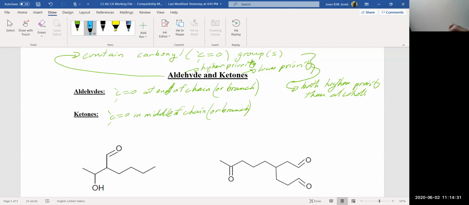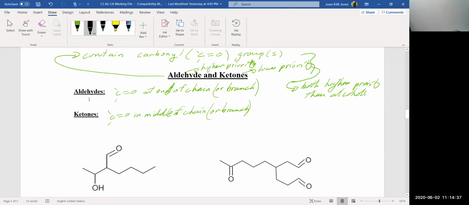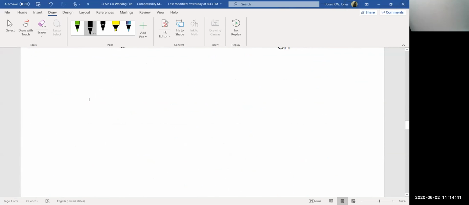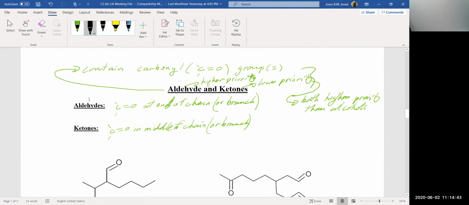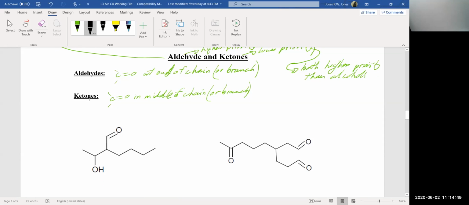Let's choose black, so I can flip back and forth. Okay, so I realized when I looked at this a minute ago that these examples are not the best to start out with. So I'm going to draw a couple of other structures over here.